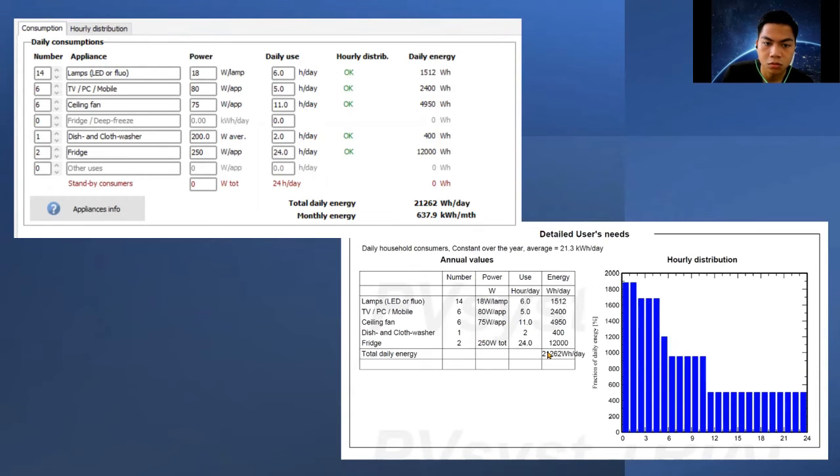In total, our assumption for the daily use of all the devices in the house is 21.3 kWh per day.